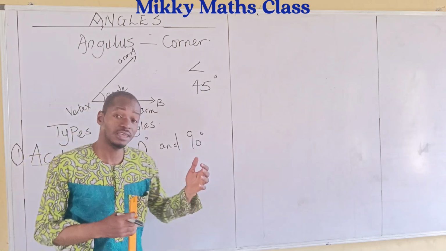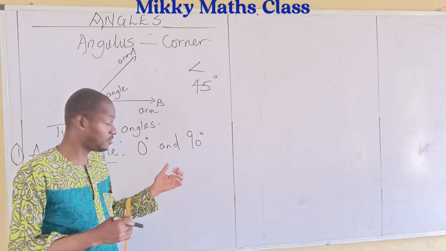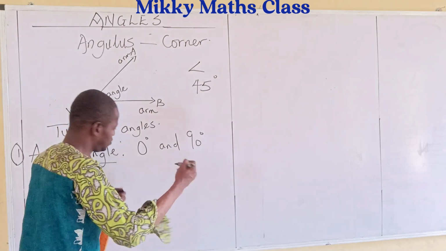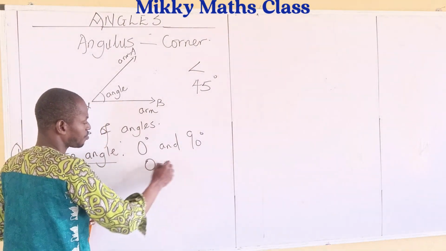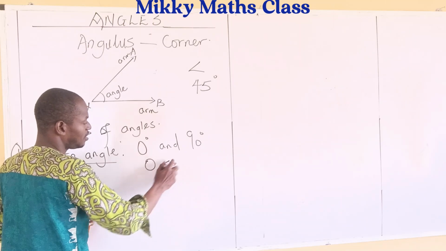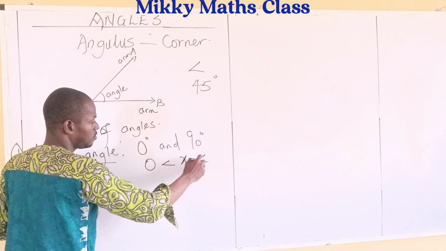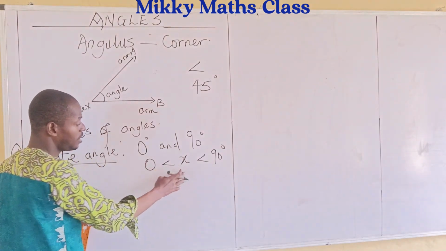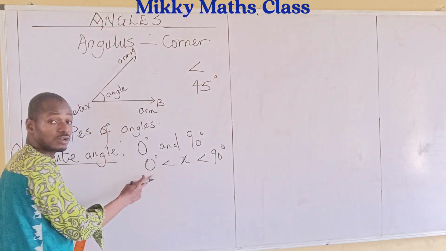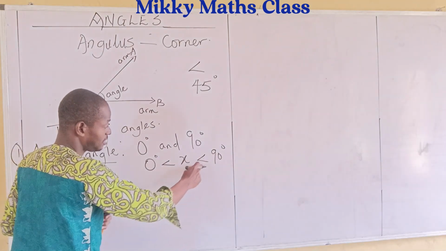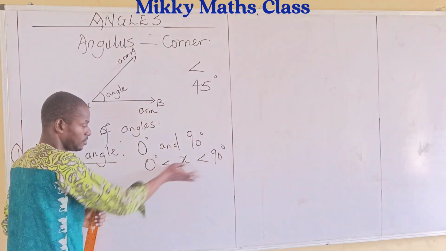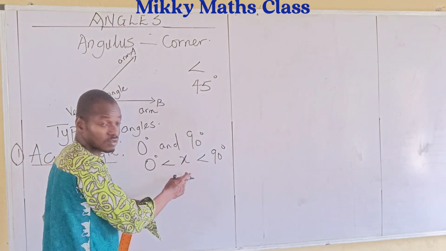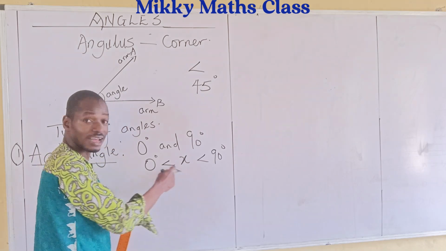Some will tell you that it's an angle that is greater than 0 and less than 90 degrees. So we can also use that. You can say 0 is less than x, less than 90 degrees. That means the angle here is bigger than 0 degrees, but it is less than 90 degrees. Now, how do we mean? If I say 0 is less than x, that means x is greater than 0 degrees.